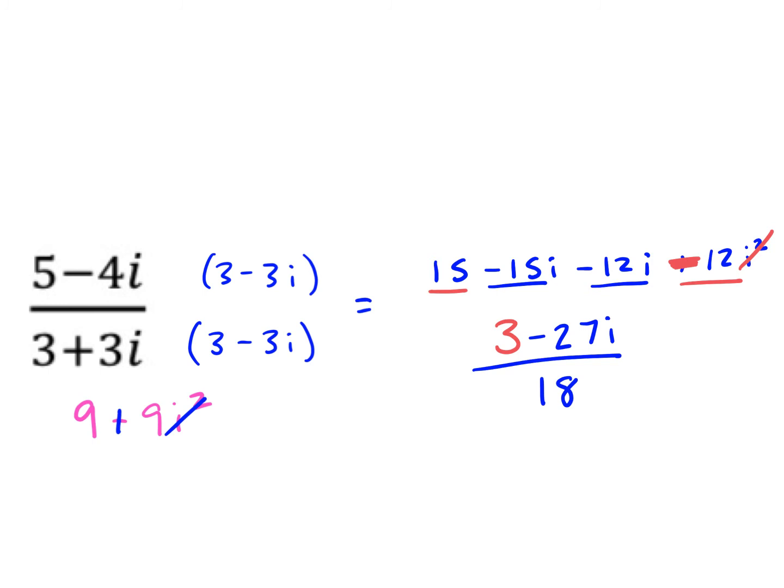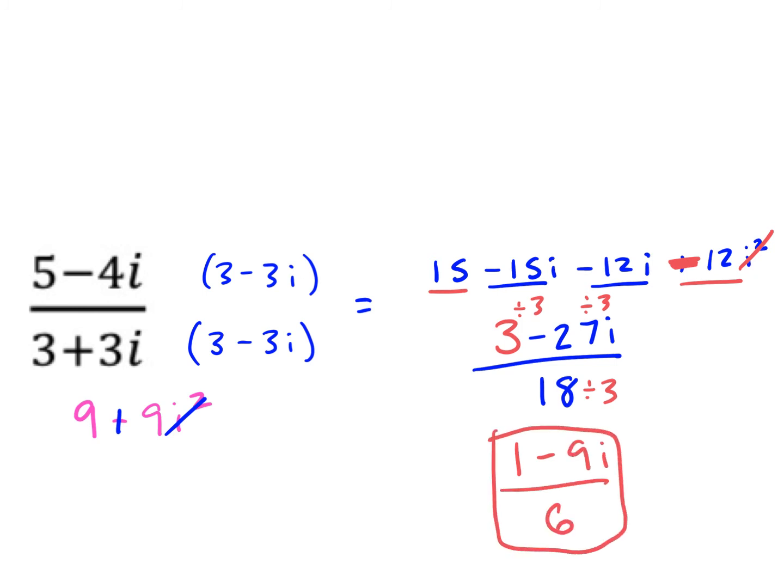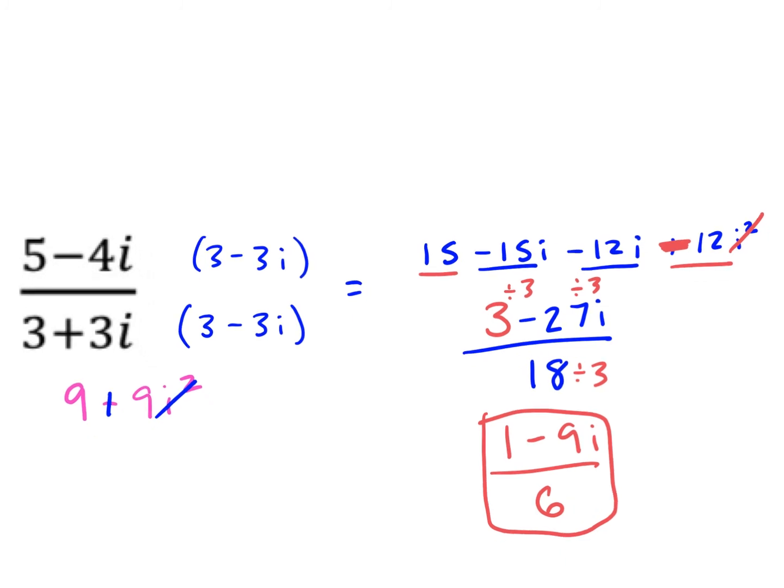Can I simplify the fraction? Yes. Everything is divisible by 3. So this would be 1 minus 9i over 6. Can you just write negative 9i over 6 if you have to? You have to put the 1.